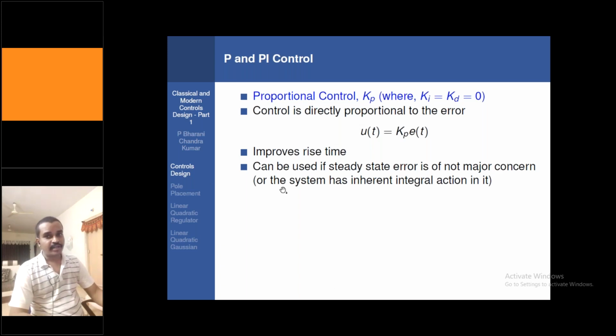So you can see that when I say proportional controller only, the meaning here is that integral action and derivative action are zero. So if I make Ki and Kd equal to zero, my U of t, my control input which is going to the plant, is directly proportional to the error. So that's why the name proportional control. What are the good things about it?